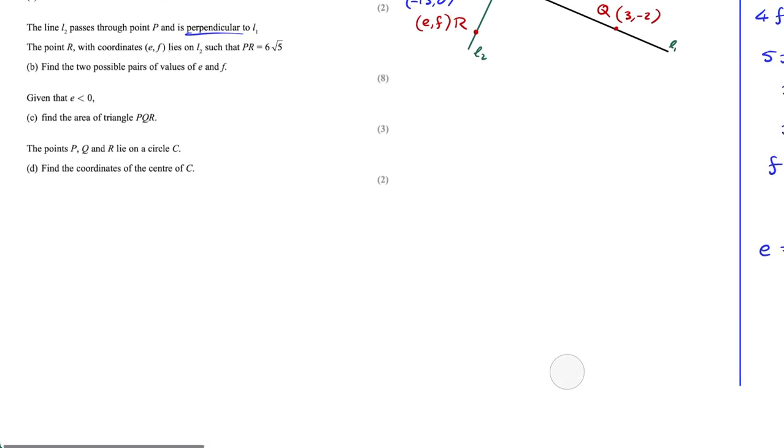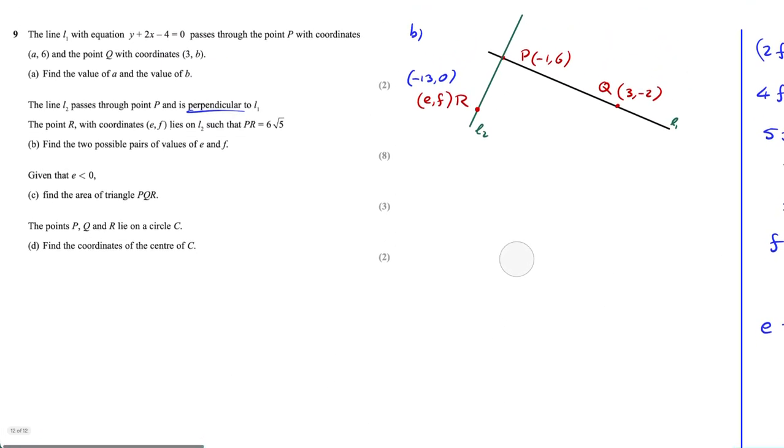He says find the area of triangle PQR. So PQR is just this here to here. This is a right angle. We know this length here is 6 root 5. So area of a triangle is a half base times height. The height is going to be a half this times this, because they're the perpendicular ones. So I just need PQ.